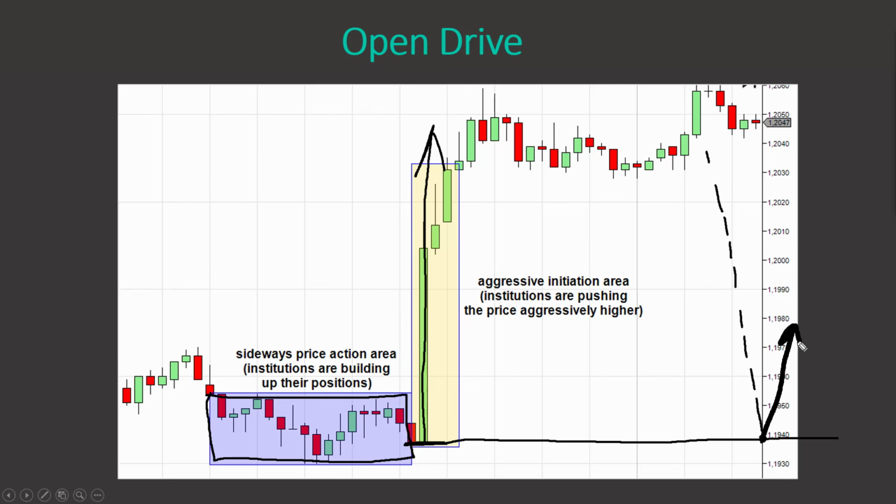Now, if you remember the first setup which I showed you, based on the first setup, what you would do, you would identify a rotation and a trend starting from the rotation, and then you would take a pullback to the border of the rotation. So in this case, this is the border of the rotation. So this would be the support. But if we talk about open drive, the support is in here. So what do we do?